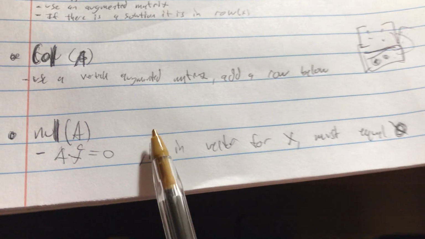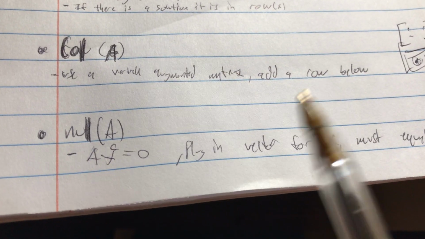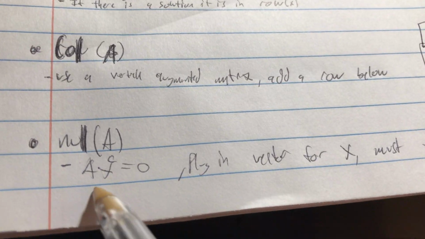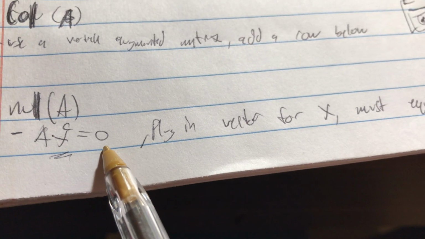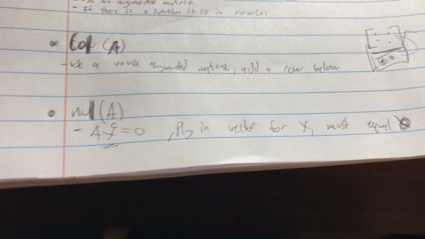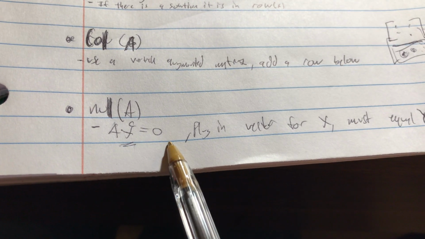And then for something in the null space, the null space is defined by AX equals 0, so a matrix A times a vector equals 0. If they give you a vector and ask whether this vector is in the null space, you just plug it in right there, and you need to get 0. So that one's definitely the easiest.